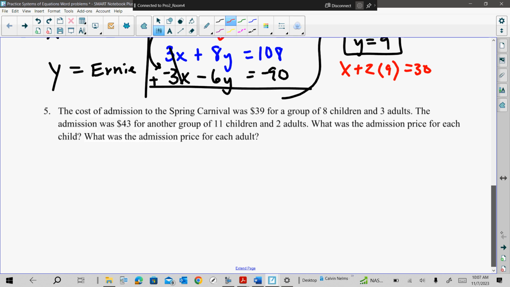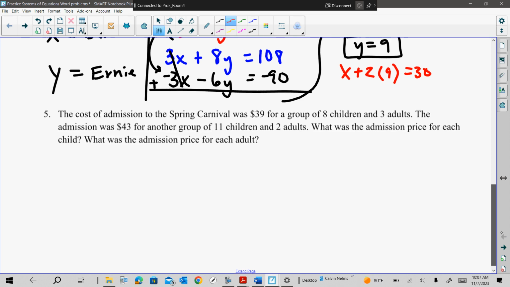Finding Ernie's age. So you can use different variables, but we need to always define an x and a y. Define the two things being compared or discussed in the sentence.